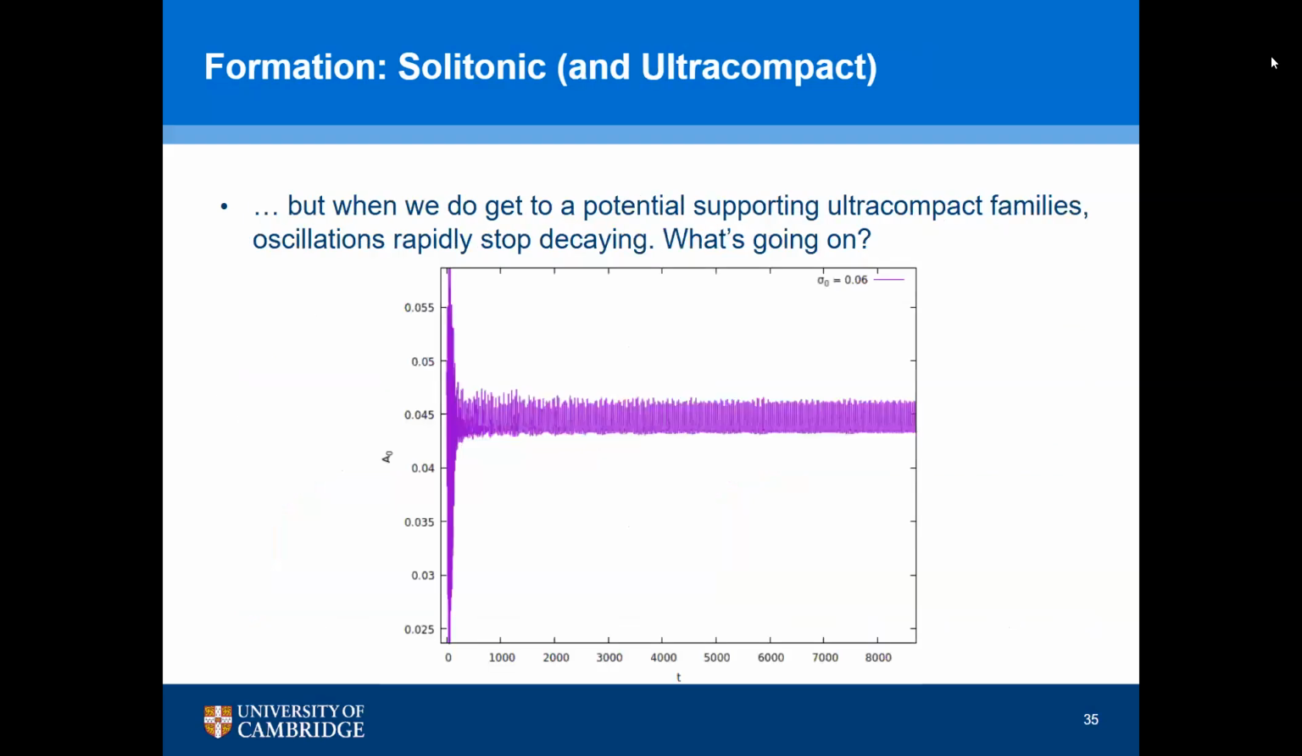But what happens now when you go into the ultra compact regime? You see that these oscillations rapidly stop decaying. So initially, this is with sigma naught 0.06 now, so the most extreme solitonic boson star we're looking at. You run for a while, you form something that looks like this, but it stops decaying any further. So what's going on here?